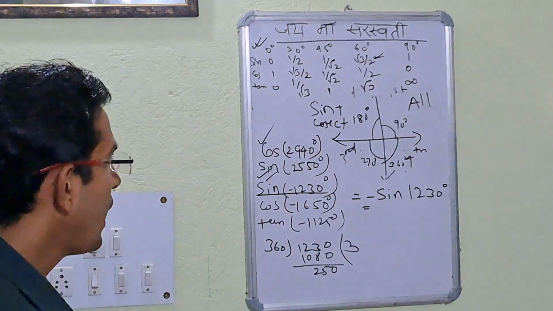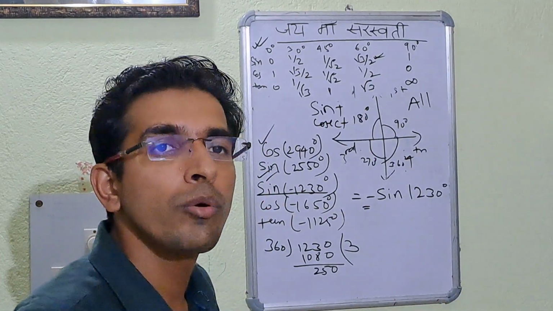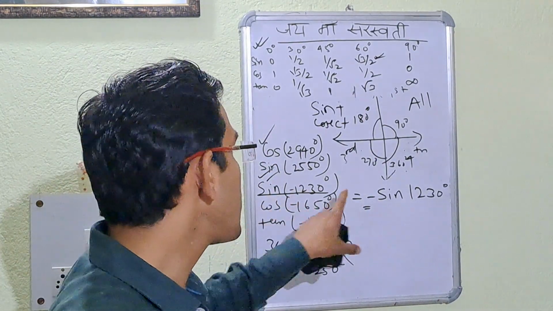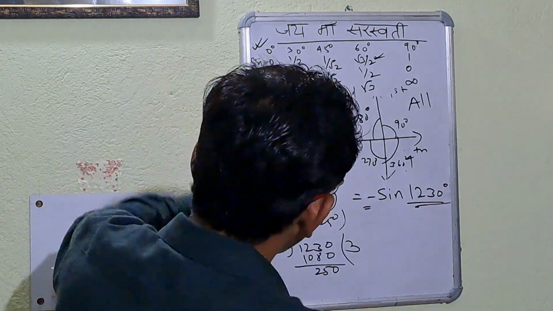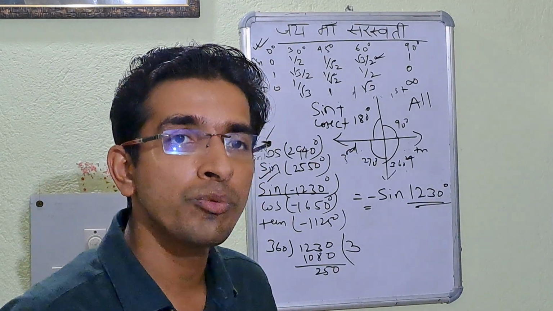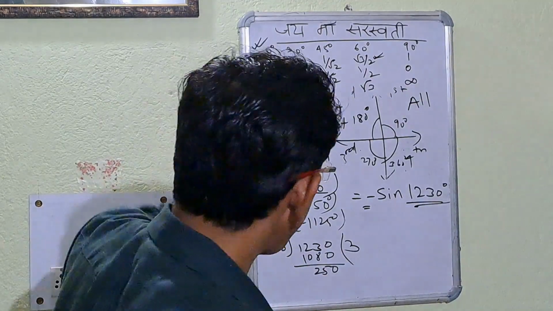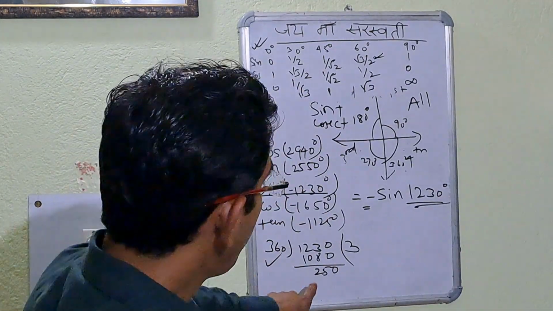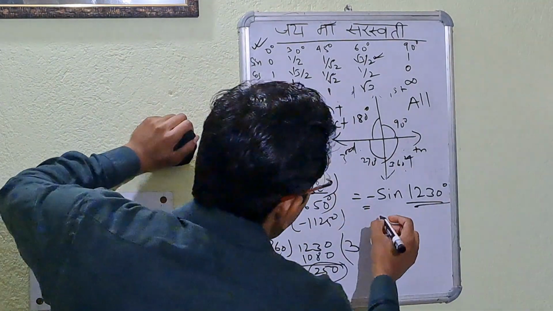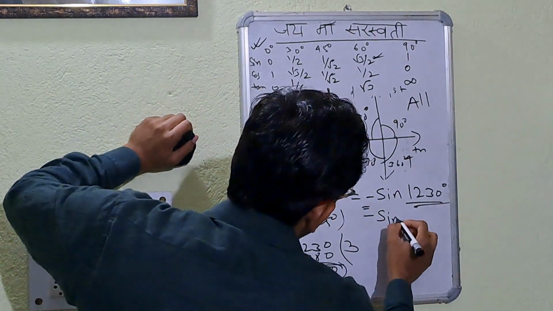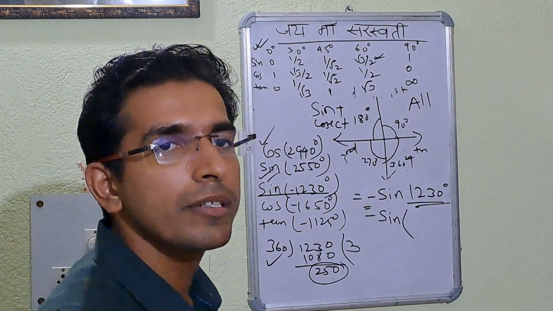So we divided here. We used the concept sine minus theta is equal to minus sine theta. So sine minus 1230 is equal to minus of sine 1230. Now this angle is greater than 1000, so we divide it by 360 degree, and we focus on the remainder. We got the remainder 250 degree. In that case, we will write here minus sine 250 degree.